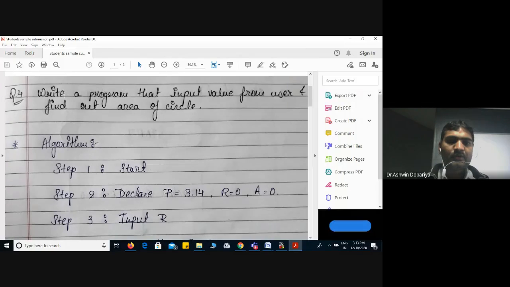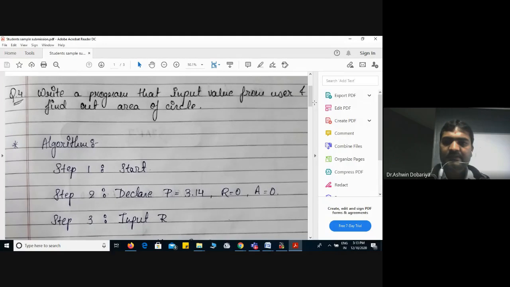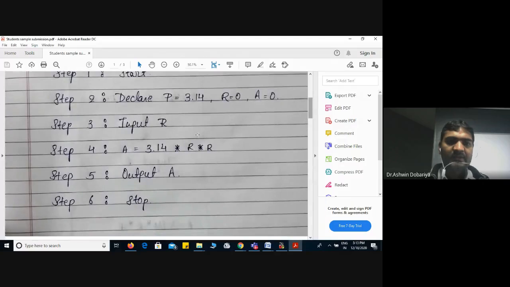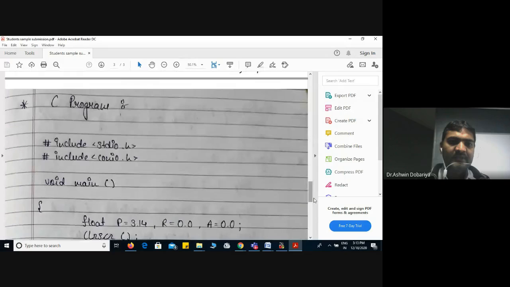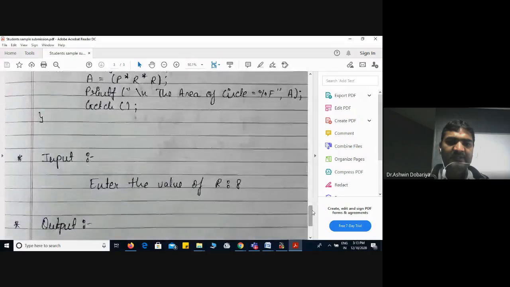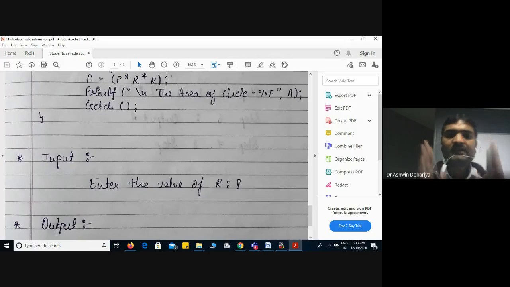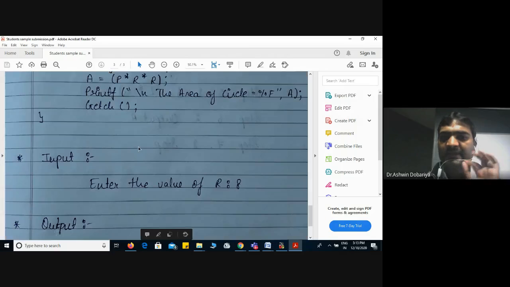In your notebook, you have to write the definition first, then you have to write the algorithm. After that, in your notebook, you have to draw the flow charts. After that, you have to write the C programs. And once you write the C program, at the end of that, you have to write the input outputs. So everything, you can say, is your journal. This book is your lab journal.